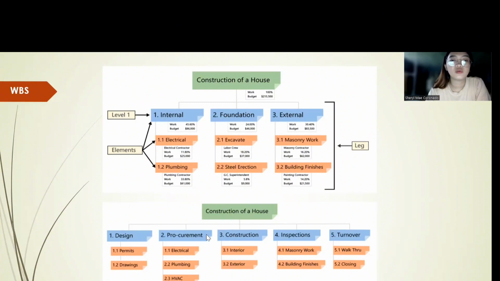On the other hand, we also have here the phase-based work breakdown structure. So we have design, procurement, construction, inspections, and turnover. As you can see, the plans are organized accordingly.